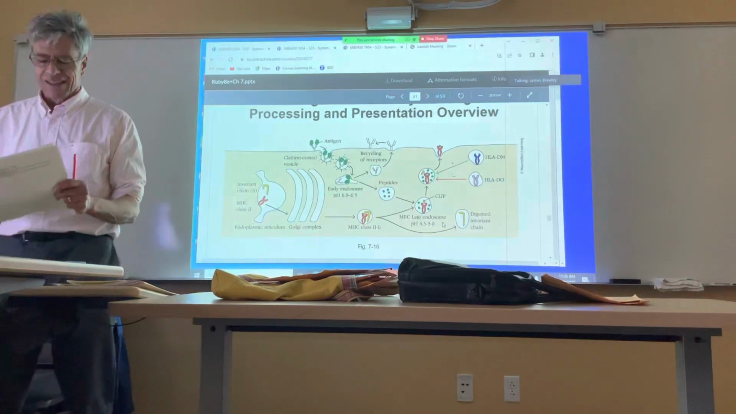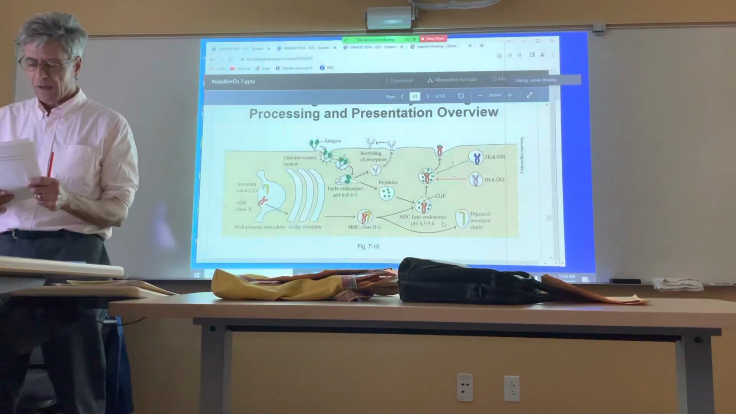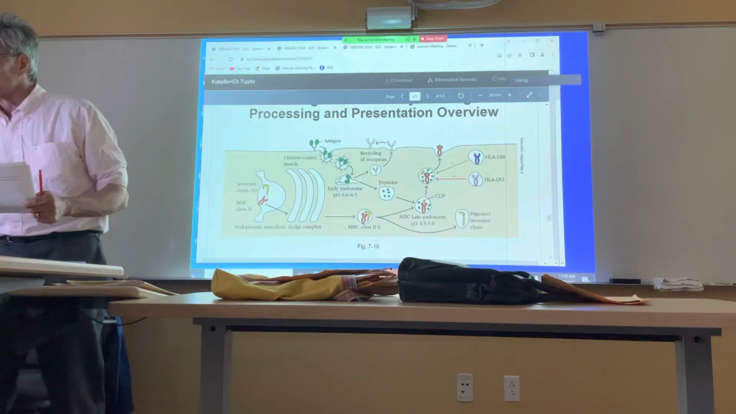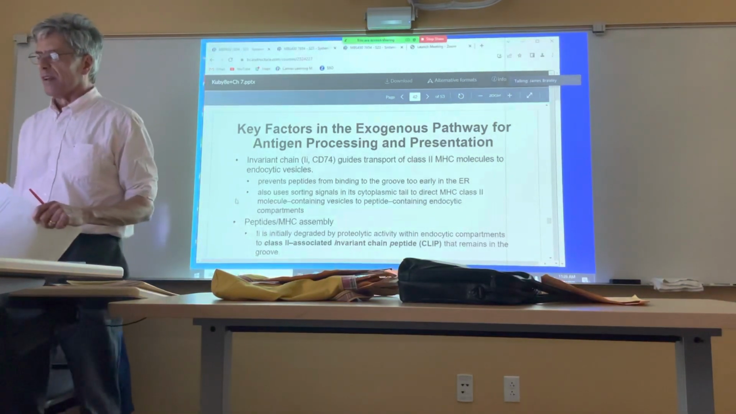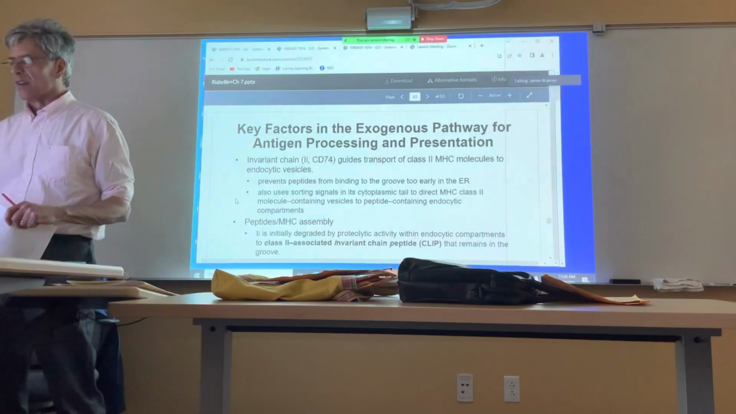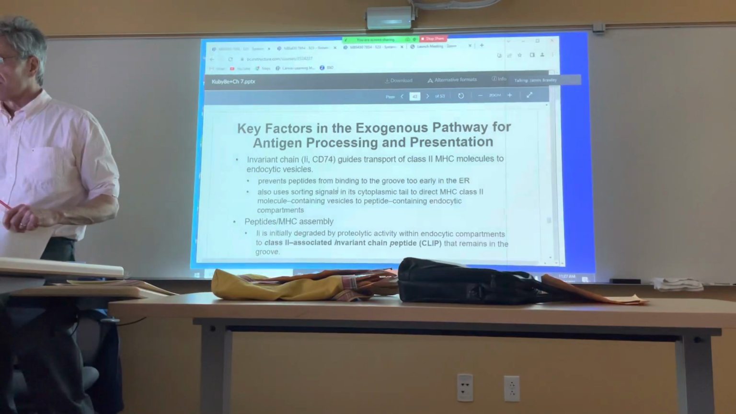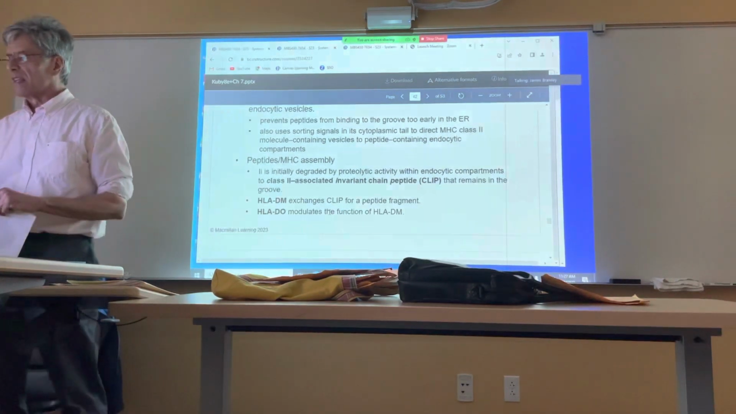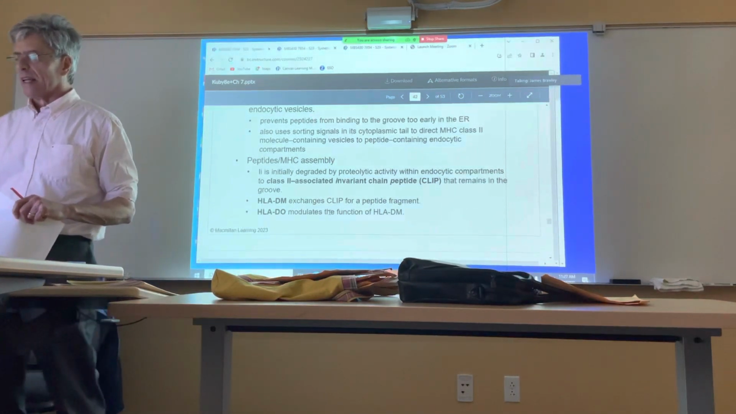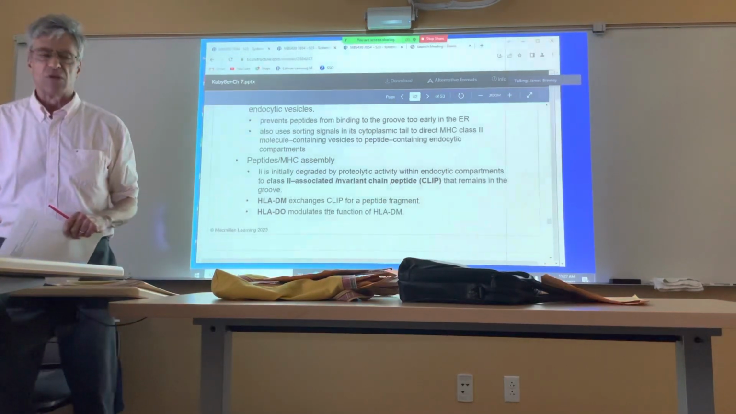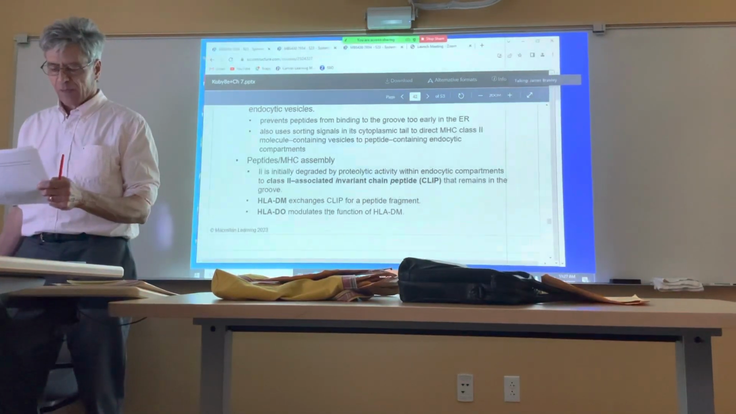DM was discovered because there was a genetic approach, there were mutants that were found that had some defects in antigen presentation. Key factors here: invariant chain forms binding early on, but then allows itself to be displaced, allows sorting, degraded by proteolytic activity, CLIP remains, and then DM is involved in exchanging CLIP. People study this to the nth degree, to find everything about all this processing.